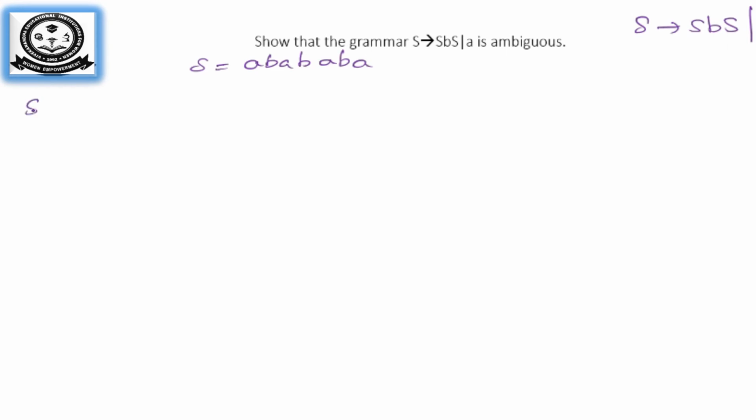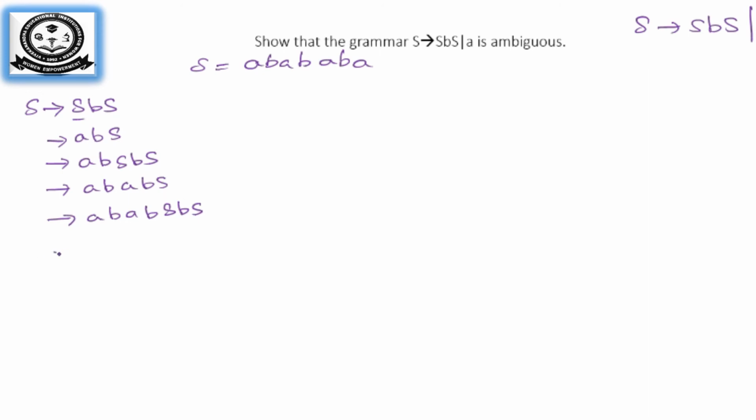So we'll check. S tends to SBS. So in the leftmost derivation we'll have A B S again. A B, you will have S B S. Then you will have A B A B S. So again A B A B S B S. Now I will substitute A B A B A B S. Then finally the S can be substituted as A B A B A B A. So we have substituted this S, and this S, and this S, and finally this S.